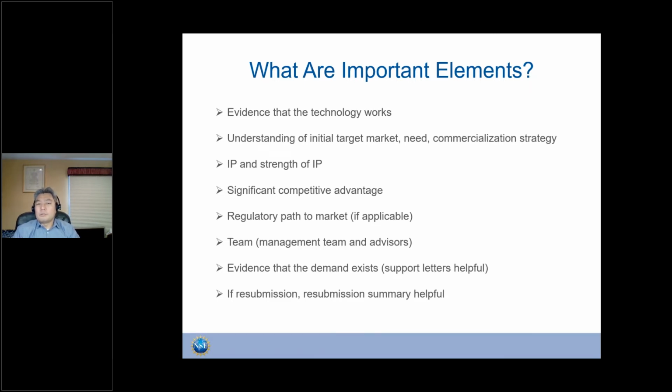Advance that the demand exists is important. Again, those customer discovery interviews can be very helpful there. If a company is resubmitting the proposal, a 1-page resubmission summary that talks about the weaknesses that the company saw within the panel summary would also help strengthen the proposal.